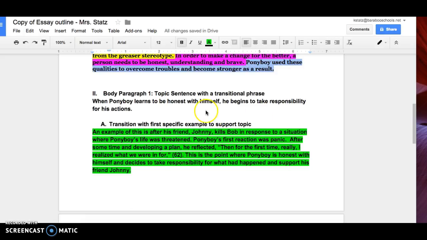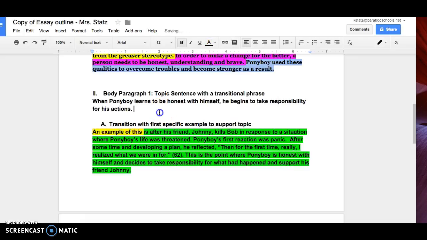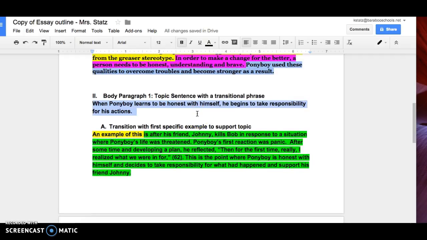So the example that's here, what I want to point out is there are transitions. And so those are really important that you use those to start out your paragraphs. So an example of this. Now notice the first sentence of the paragraph is when Ponyboy learns to be honest with himself, he begins to take responsibility for his actions.